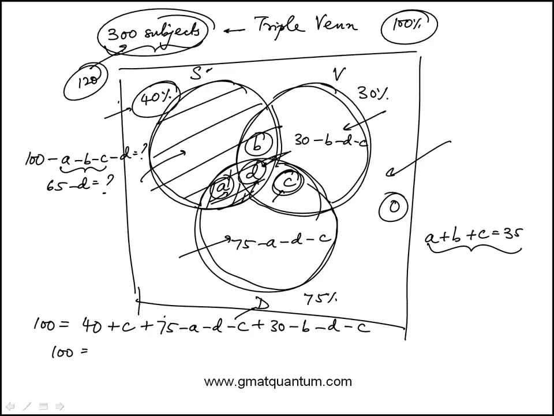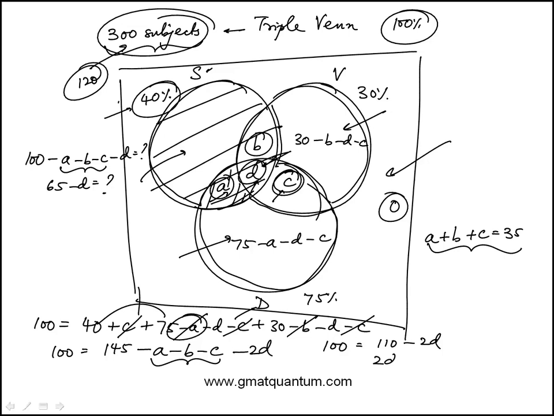So this would be 115, 145, and then we have, let's see, the C terms drop out, and then I'm going to have A minus A minus B minus C. This, again, very careful with the simplification, minus 2D. This piece, or the sum, is 35, so this is 100 equals 110 minus 2D, or 2D is 10, or D is 5, which is what we needed. So that would be 60%. So that means 60% of the subjects experienced only one of these effects.